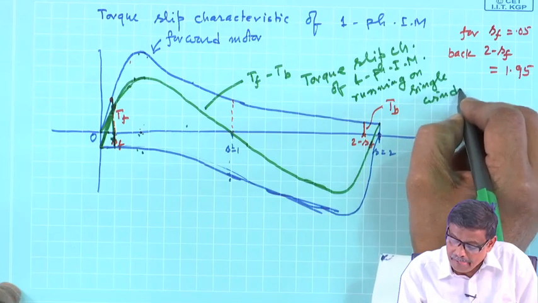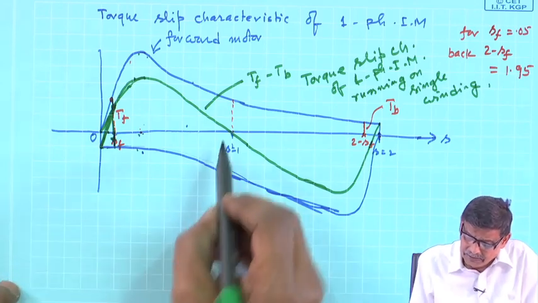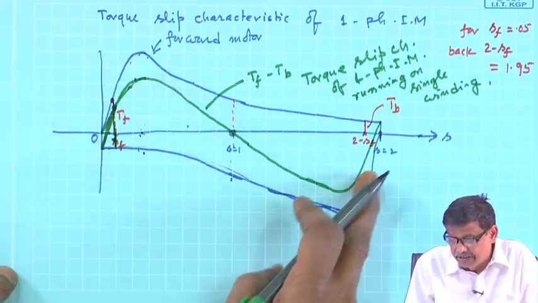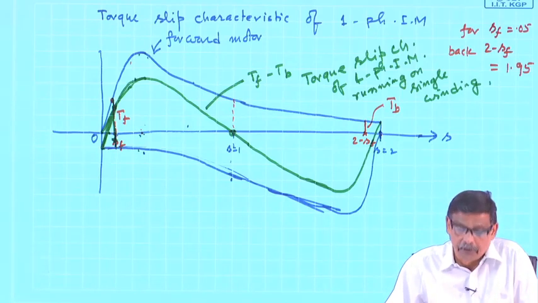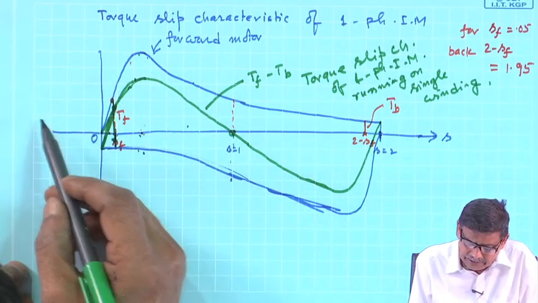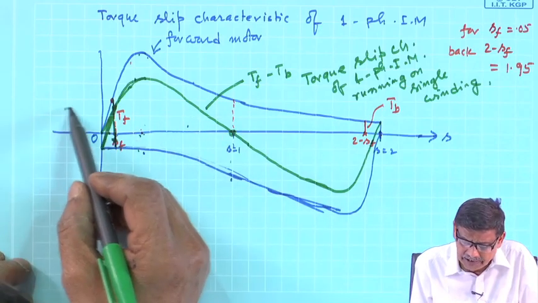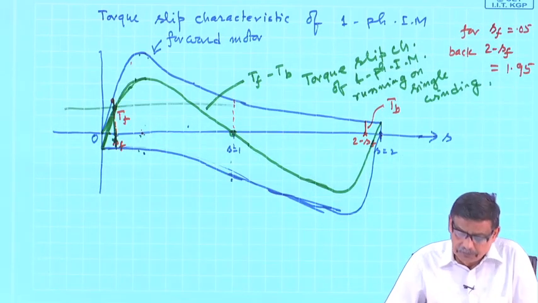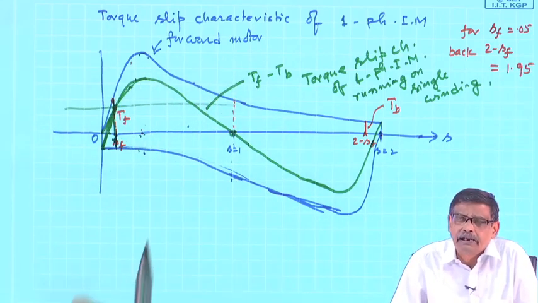And it is now clear to me, starting torque is 0. So, these torque slip characteristics of a single phase induction motor must pass through the S equal to 1 point, okay, and this will be there. Then the operating point will be decided by the interaction of the torque slip characteristics of this single phase induction motor with the load torque. Those things are known and it will be there.